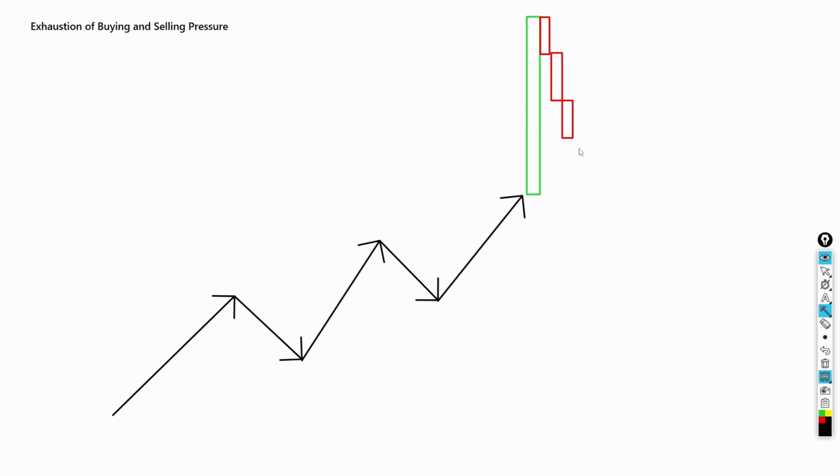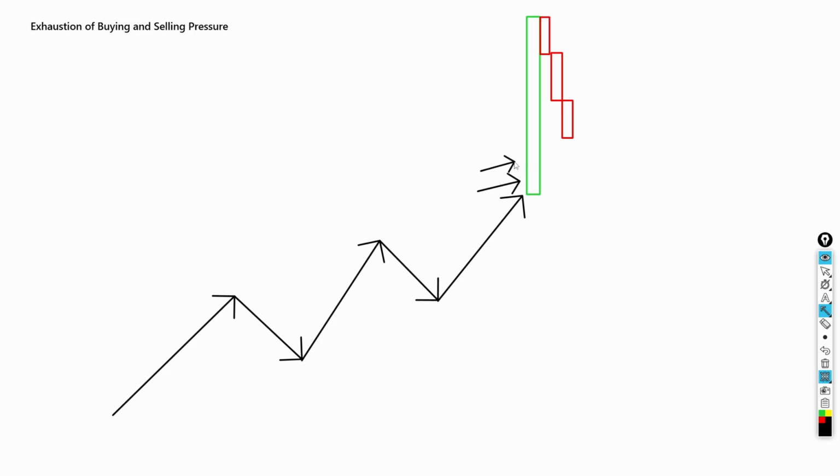That is the natural tendency of price. When nobody wants to buy at this particular level, the price will have to reverse because the buying pressure will go down, the buying orders will go down, and that's why the sellers will take control and they will then reverse the price. So the first reason why the reversal happens is because of the exhaustion of buying and selling pressure.